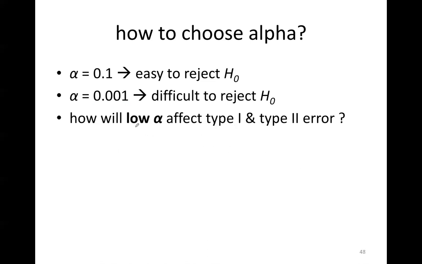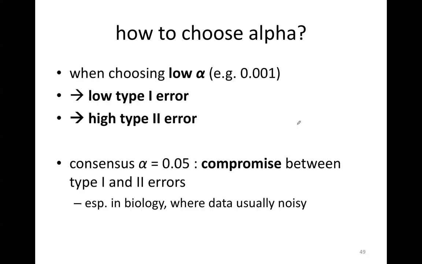Yeah, how would alpha affect the type 1 error and the type 2 error? Okay, think about this for a second. I guess it would be easy to see that if you choose a lower alpha, you would have fewer false positives, so lower type 1 error. Type 1 error is false positives, right? So lower the alpha, lower type 1 error, but then you will also have higher type 2 error.